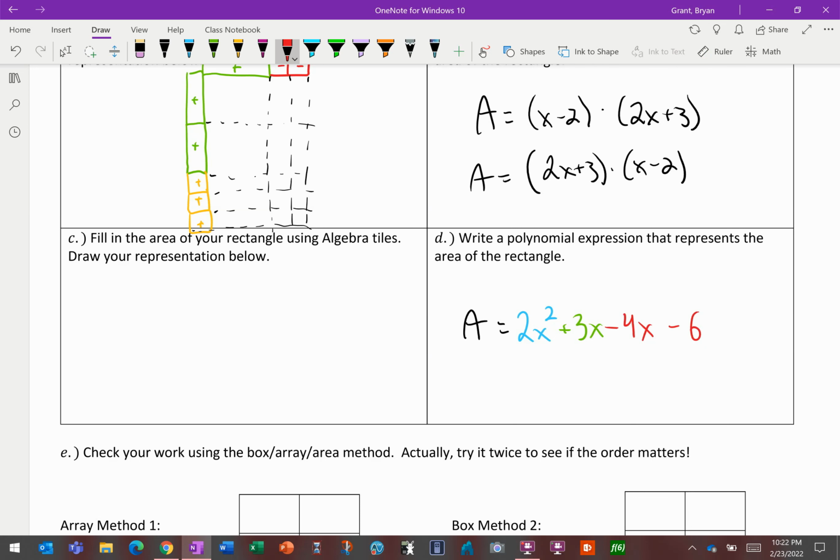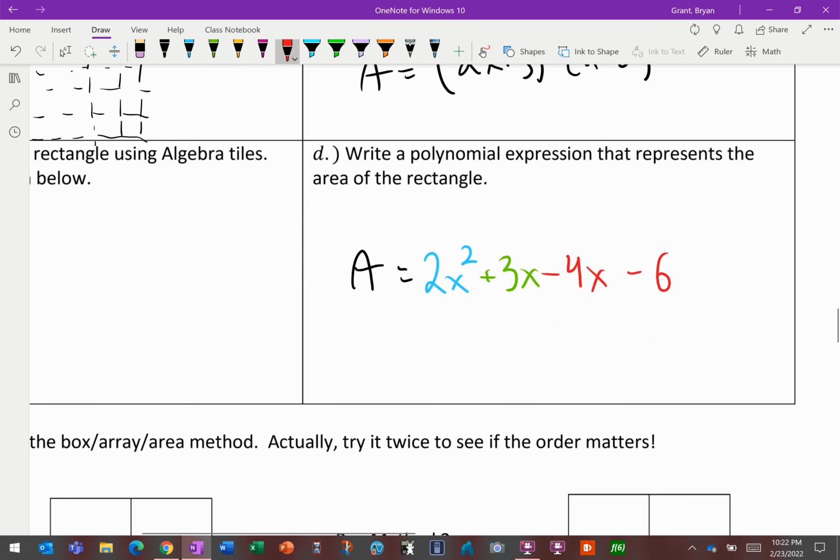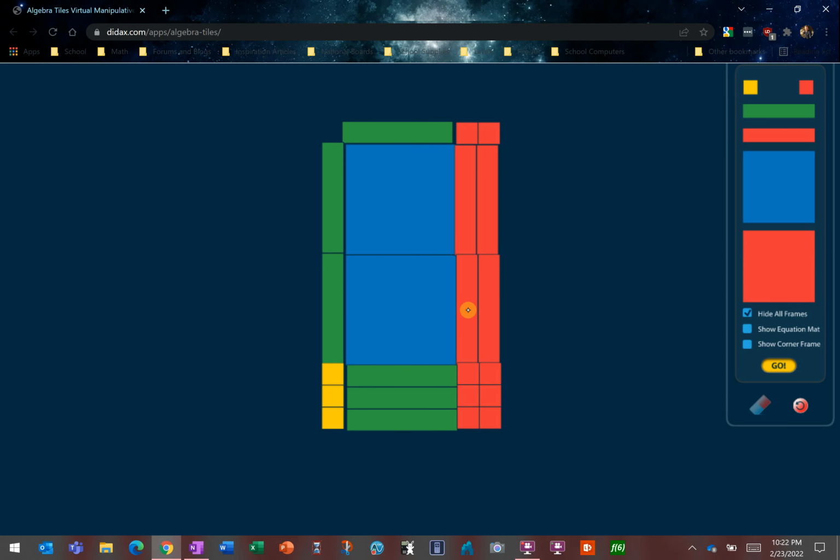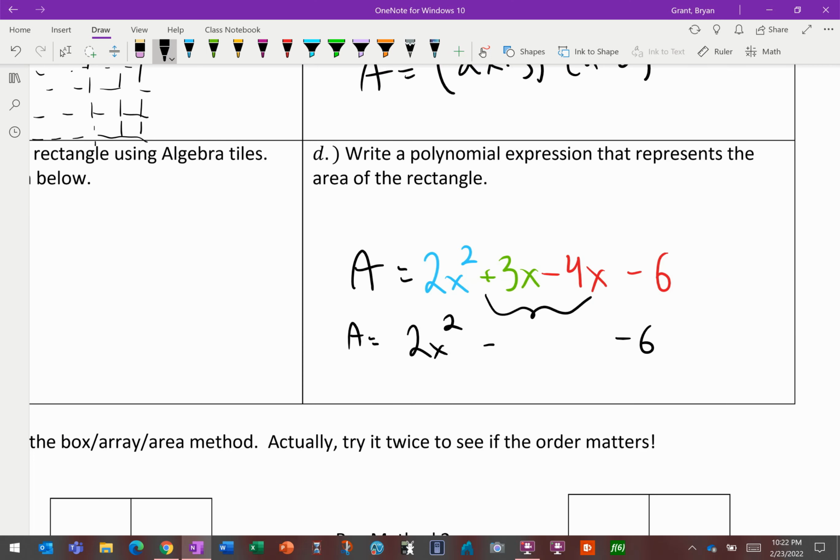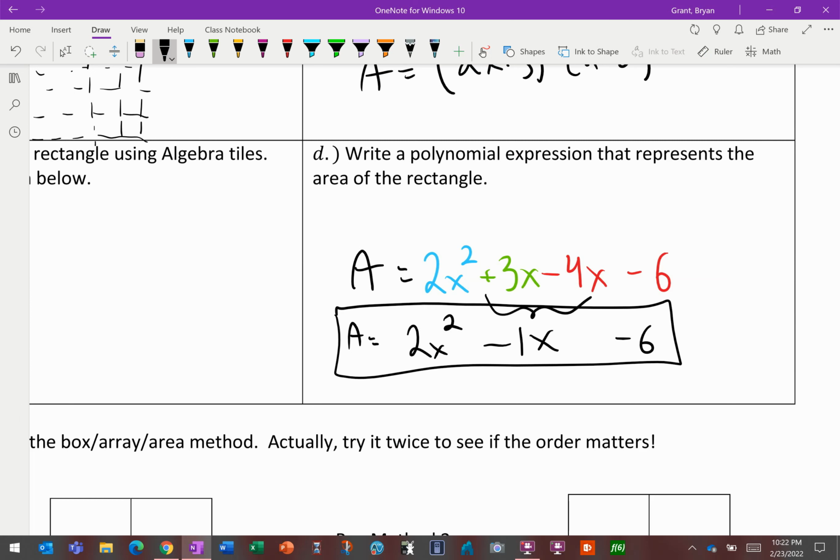Are we done? Well, that is an answer, but we're not in standard form yet because we haven't combined all of our like terms. Luckily, there aren't too many like terms to combine here, but there are a couple. Notice you can take the greens and cancel out 1, 2, 3 reds. It leaves you with 1 red left, which means there is negative 1 of those x's remaining. This is known as the expanded or the standard form of the area of our rectangle.